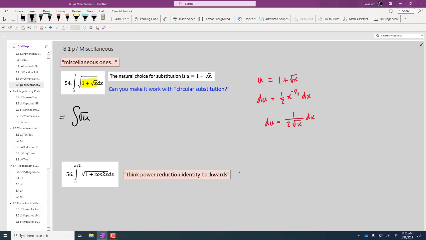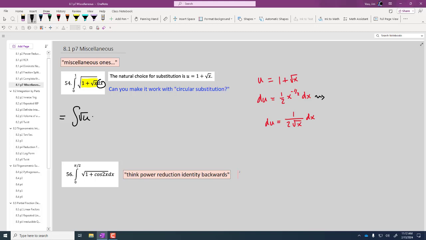So this is kind of the first place where it sort of feels a little funky. The square root of u part's obvious, right? Because you're letting u be that 1 plus root x, so that part's obvious. But here's where we have to be a little circular. So we see that we have a dx that we're trying to replace right there. So what are we going to do to get dx over here?